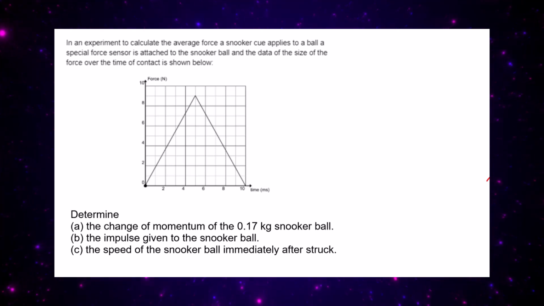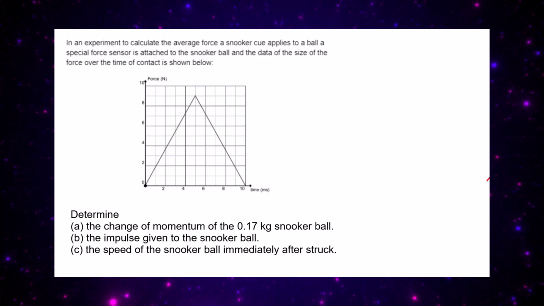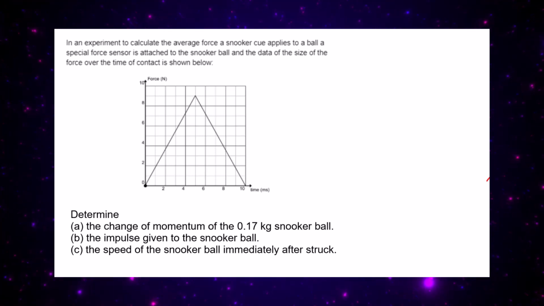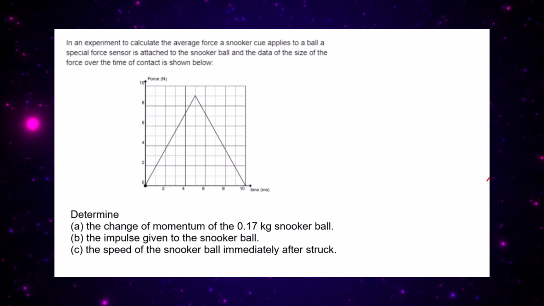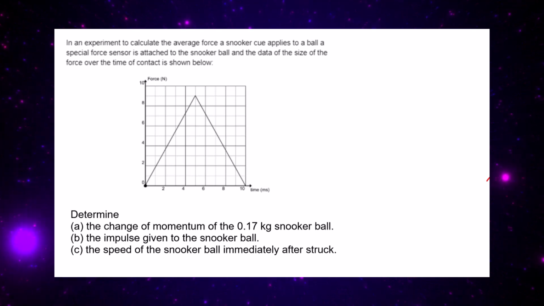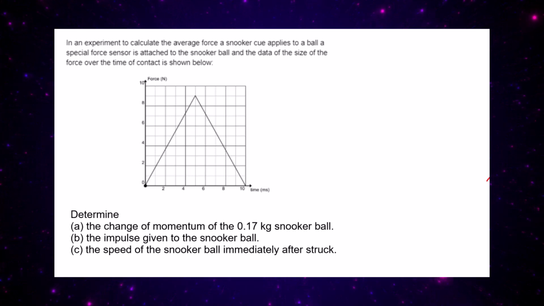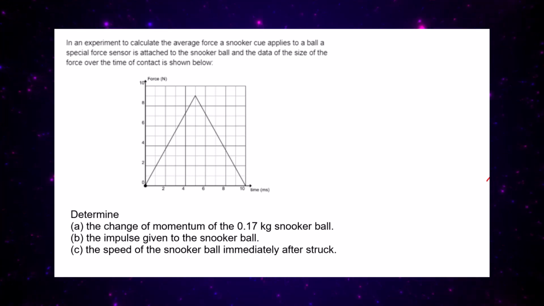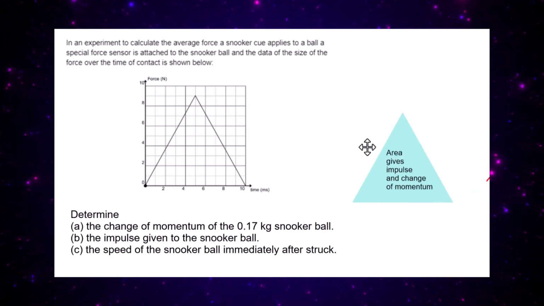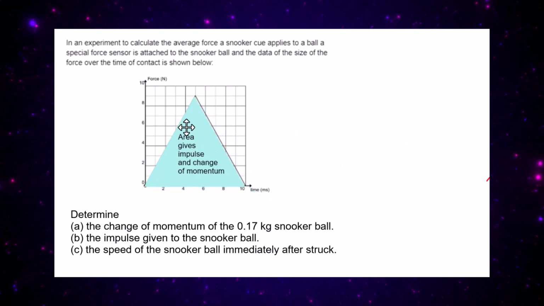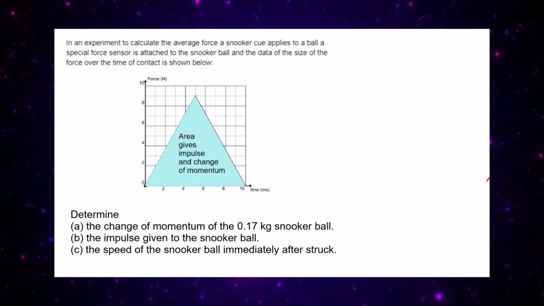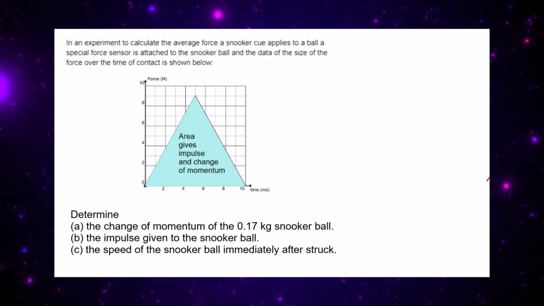Now what can we tell from a force time graph? Well, first thing we can tell is how the force changes over the given time of contact. But the other things we can find from a force time graph are, by working out the area of the graph, we can find the change in momentum and the impulse. So the physical area underneath the graph is going to give us the impulse and the change in momentum.